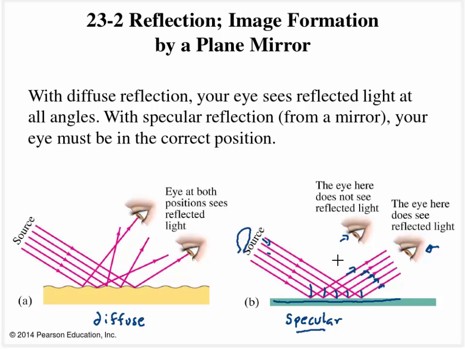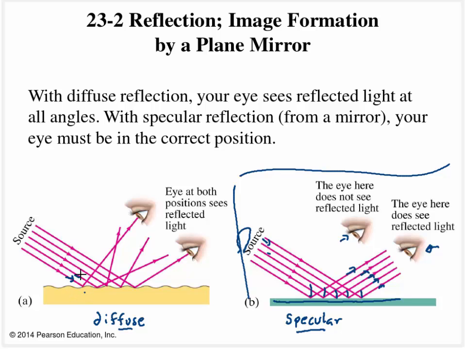If I had an observer right there, they're not going to be able to see the light. This is going to be the type of reflection that we're going to largely be dealing with in this class. We can also have diffuse reflection, which is going to be when the surface is rough. The law of reflection still holds.